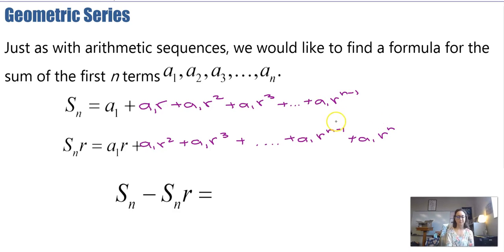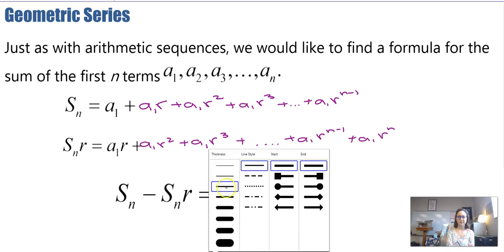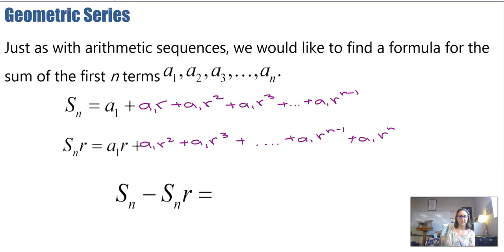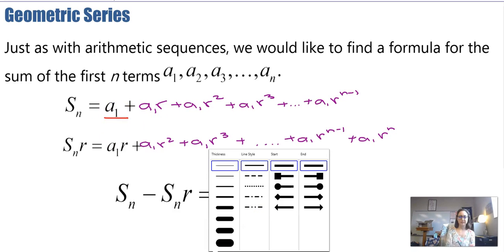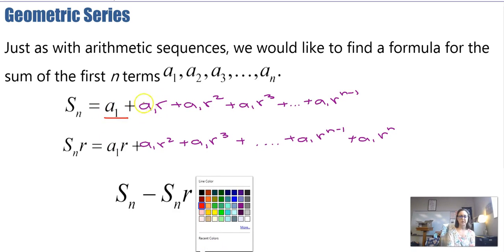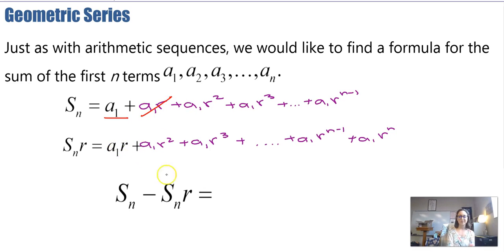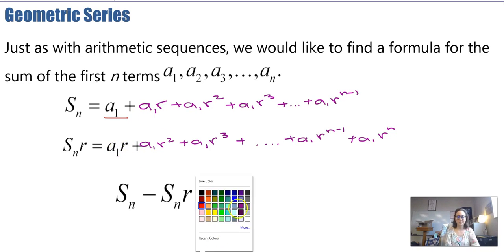Okay, so now, why did we do that? Well, here's what I want to do now. I want to take this row minus this row, okay? S sub n minus S sub n times r. Okay, so what's going to happen? Well, we're going to get some nice cancellation. Okay, so I've got a sub 1 here, and nothing that is going to remain, right? But then look here, I've got a sub 1 times r in this row and in this row, and I'm subtracting the two rows, so those are going to cancel.